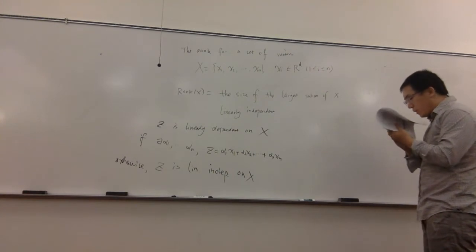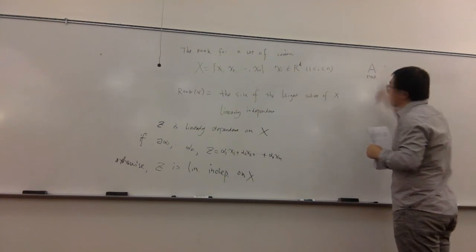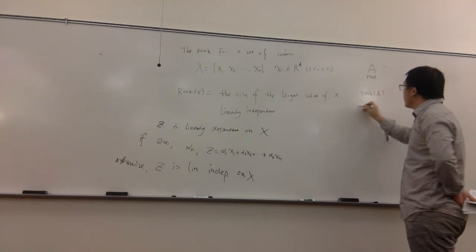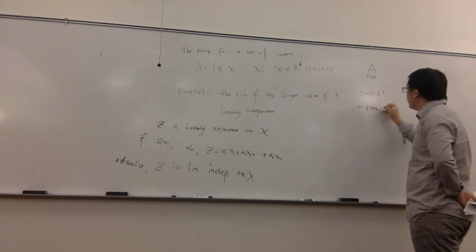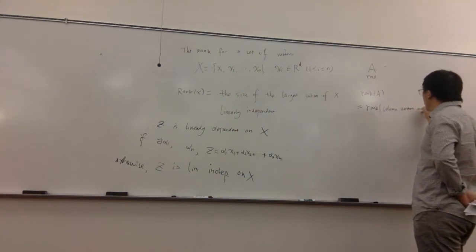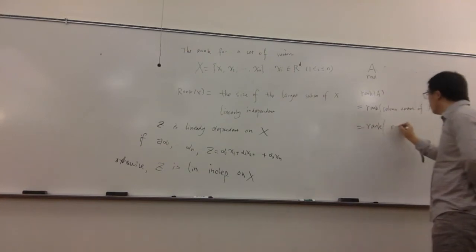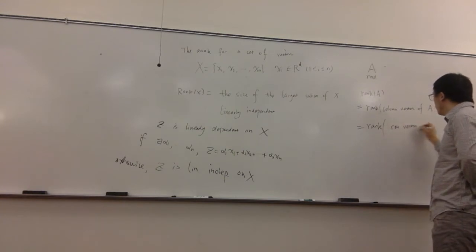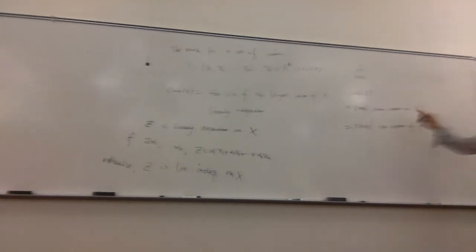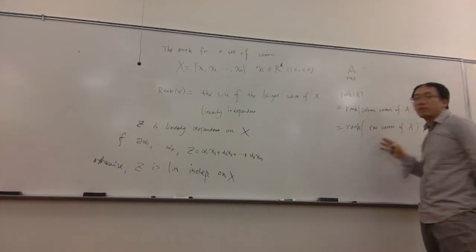And then, based on that, we can define the rank for a matrix. Suppose we have an n by d matrix A. Then we define the rank of matrix A to be the rank of the column vectors of A, and also the rank of the row vectors of A. There is an interesting conclusion that the rank of the column vectors of A is exactly the same as the rank of the row vectors of A.